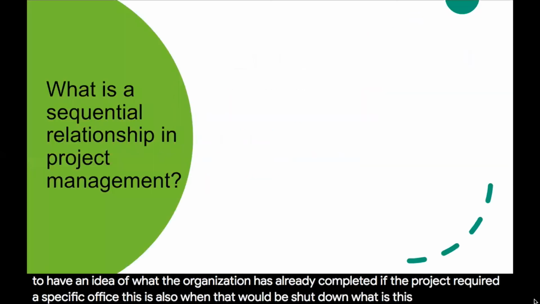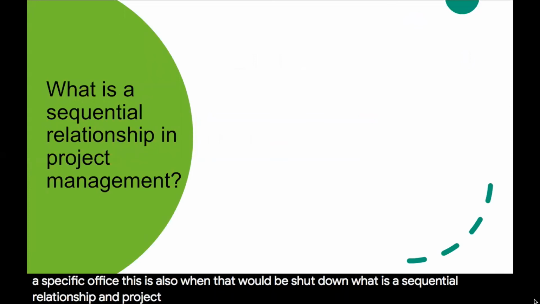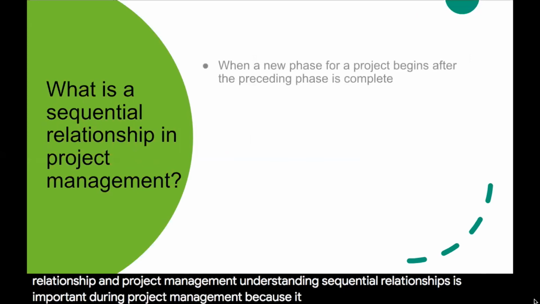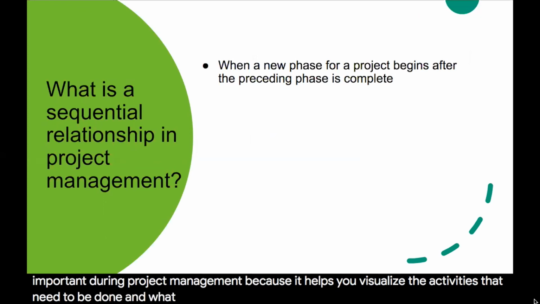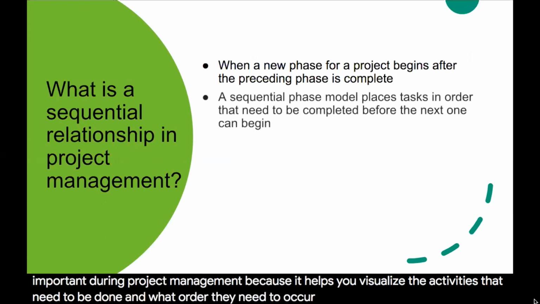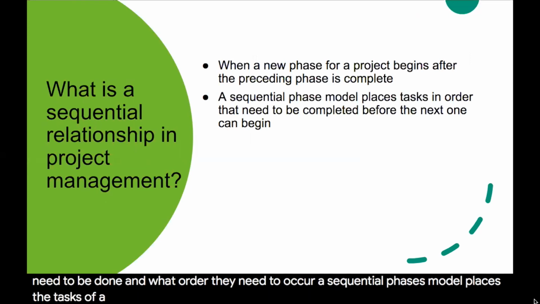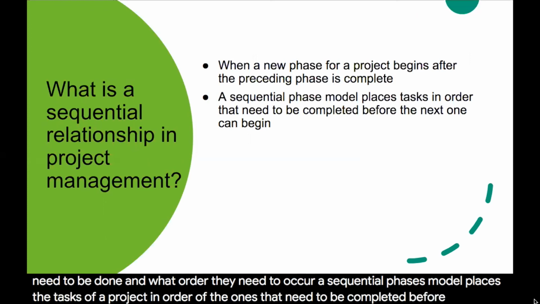What is a sequential relationship in project management? Understanding sequential relationships is important during project management because it helps you visualize the activities that need to be done and in what order they need to occur. A sequential phase model places the tasks of a project in order of the ones that need to be completed before the next one can begin.